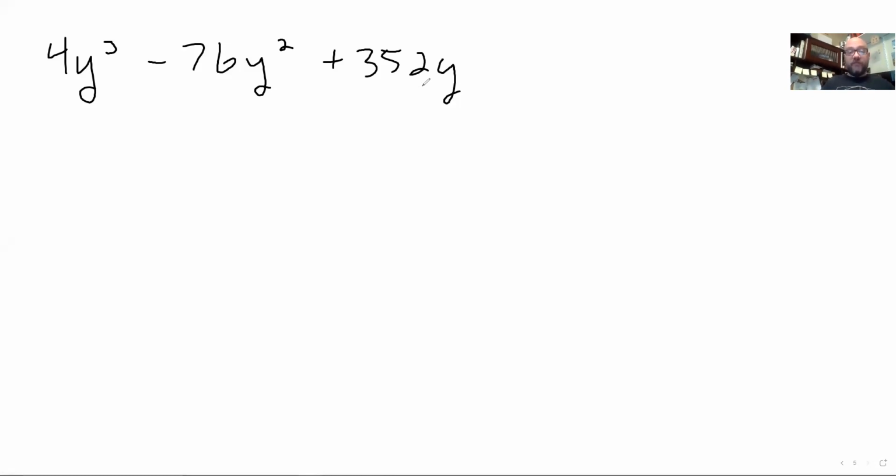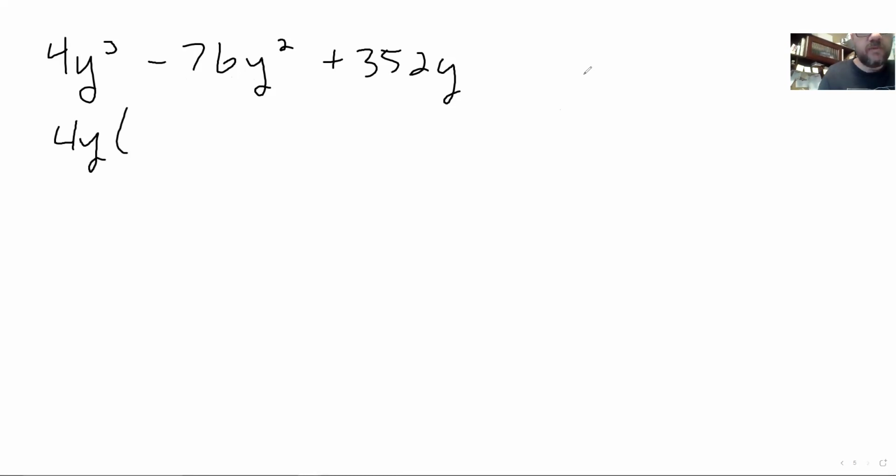We can do that by factoring out any greatest common factor, or any common factor, but ideally you want to get everything. So the greatest common factor is the one you want. So when I look at this, it turns out that 4 goes into 4, obviously, and 76, and 352. So I can pull a 4 out. I can also pull a y out. So that's what I'm going to do. I'm going to pull out 4y and see where we're at.